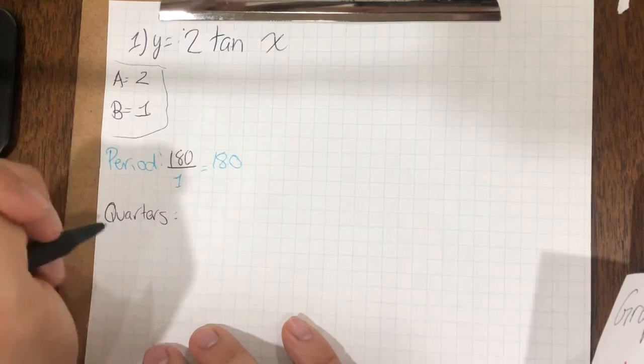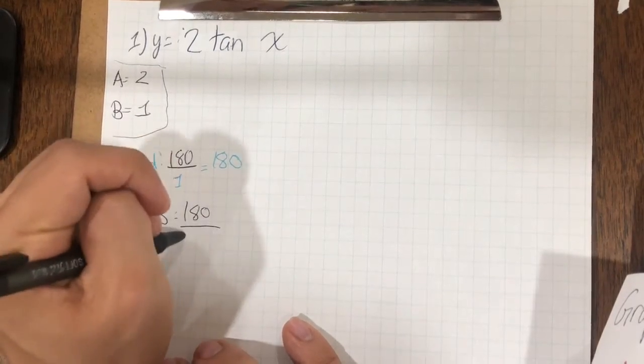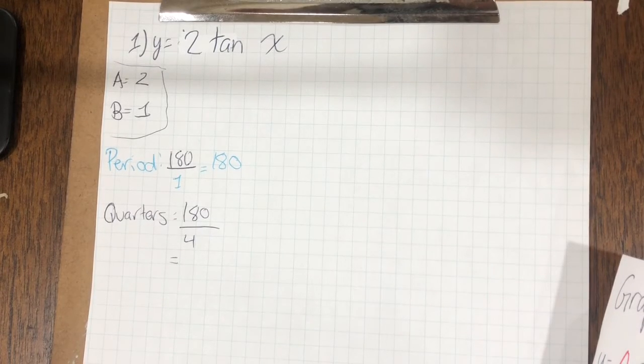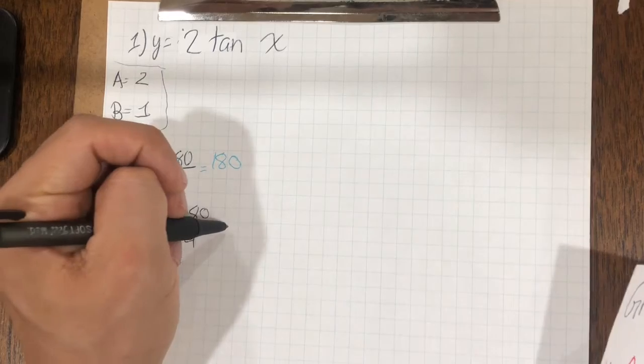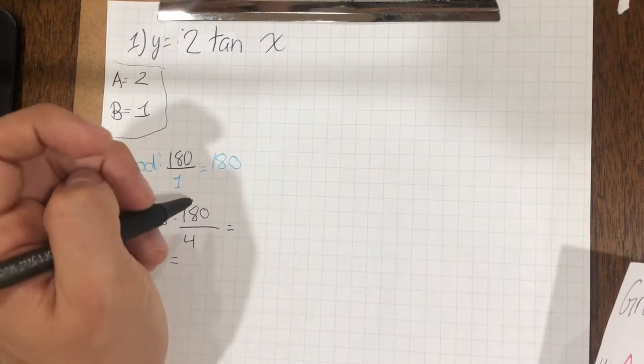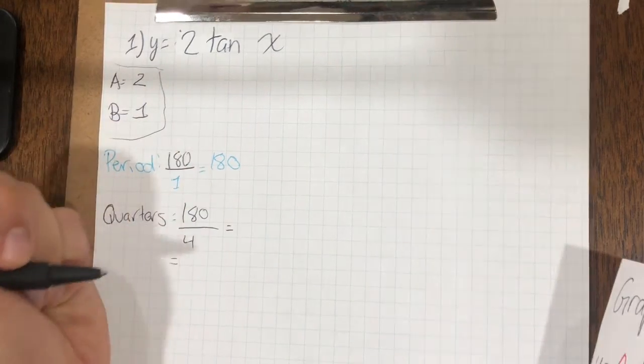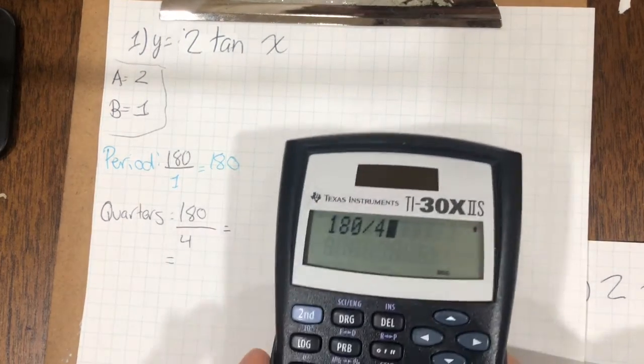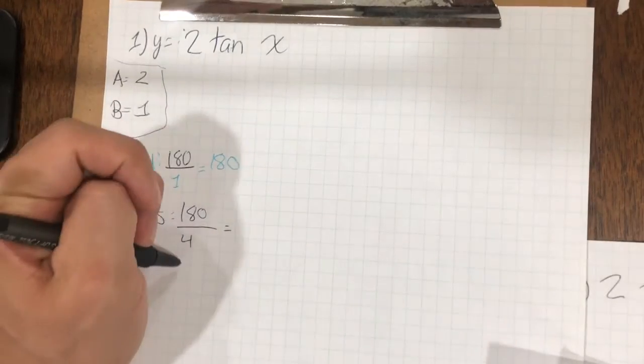So with the quarters, I'm going to take 180 and divide it by 4. Let me see, 180 divided by 4. Let me actually just use a calculator. 180 divided by 4 gives me 45 degrees.